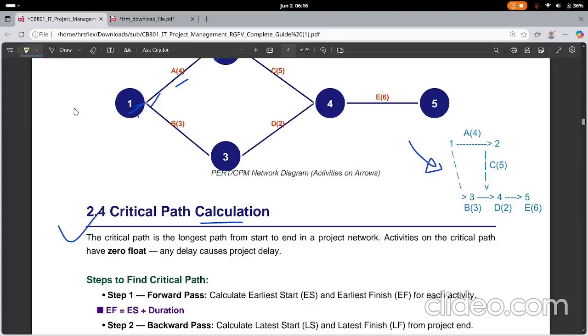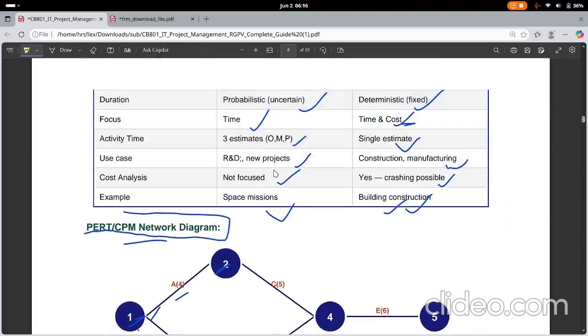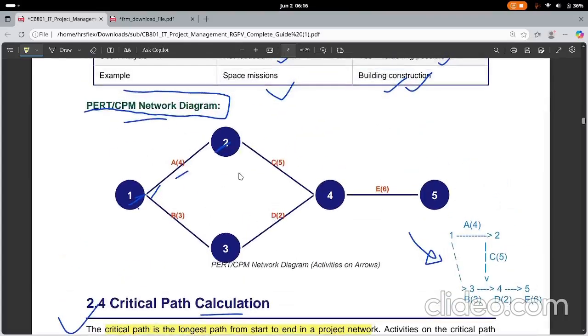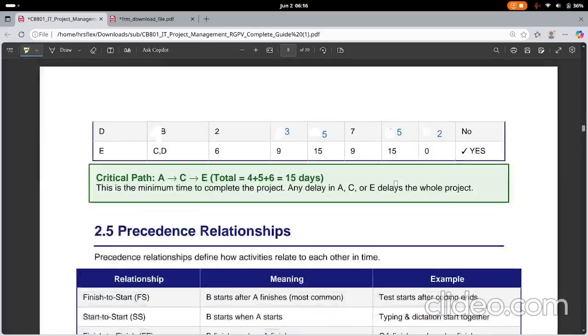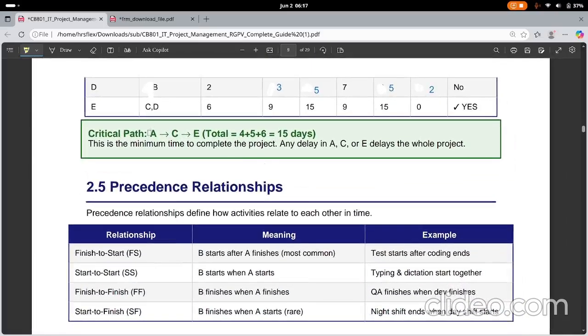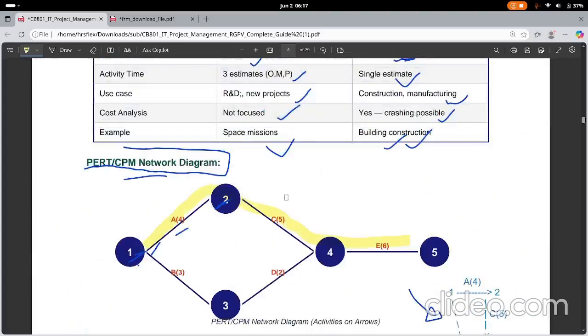Before that, what is a critical path? A critical path is the longest path from start to end in a project network. It is the longest path. Can you tell me, by seeing this network diagram, what is the longest path here? I think it's A, C, E. So in this diagram, the critical path is ACE. This is a quick check of how we are calculating it.